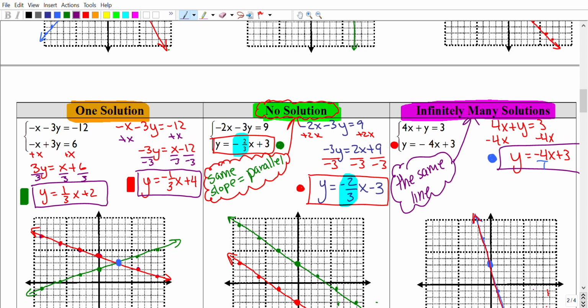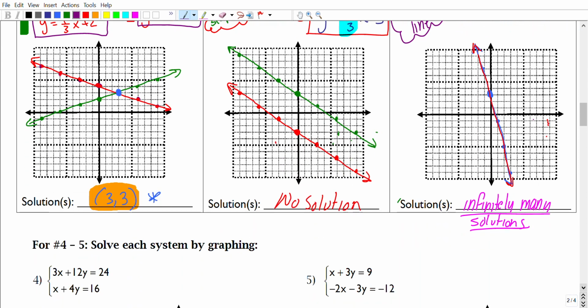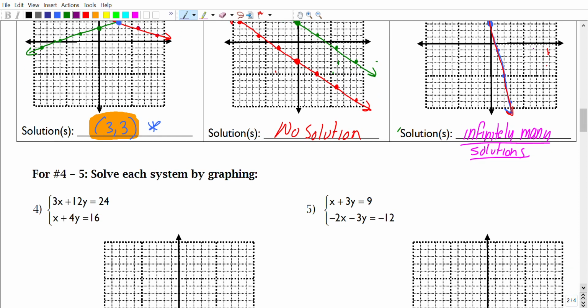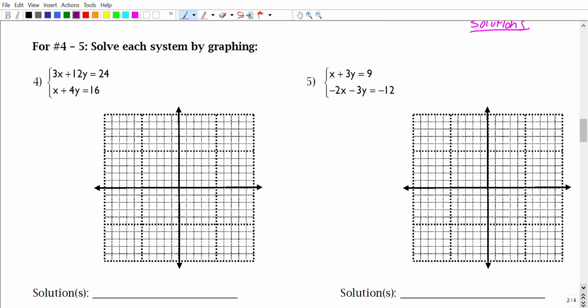Okay, all right, let's go ahead and take a look at a problem down here. Now that you have a little bit of experience with no solution, one solution, and infinitely many solutions, let's see how you can do. So I'm going to do number 4 with you, and then you guys are going to do number 5 on your own. So right away, I know I want to rewrite these, so I'm going to go ahead and do that just now. So 3x plus 12y equals 4.